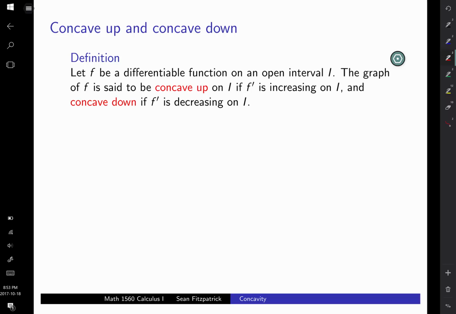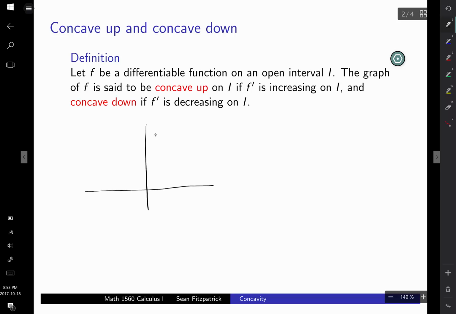So if you have a differentiable function, in the previous video we looked at the fact that if the derivative is positive or negative, then we get some information about the original function, whether the original function is increasing or decreasing. Concavity has to do with whether the derivative is increasing or decreasing. There's an alternative definition, and we'll draw the pictures that give you the idea of what it looks like.